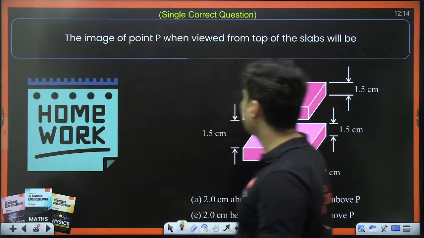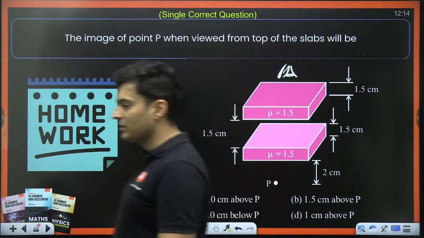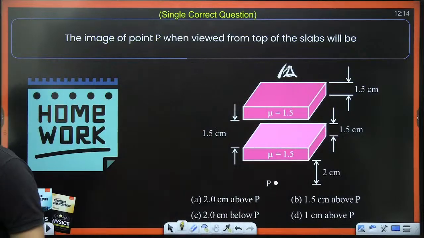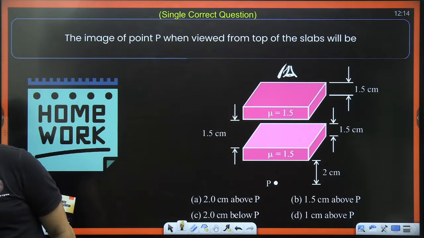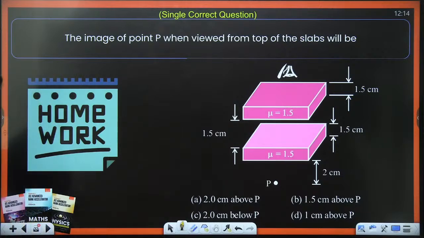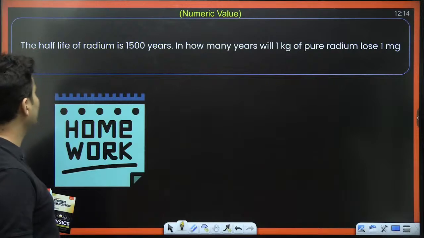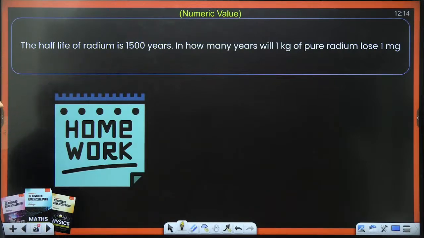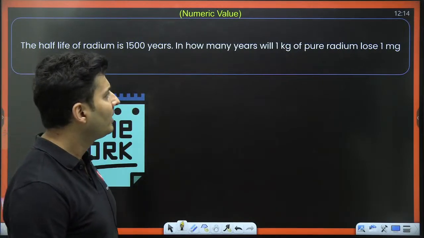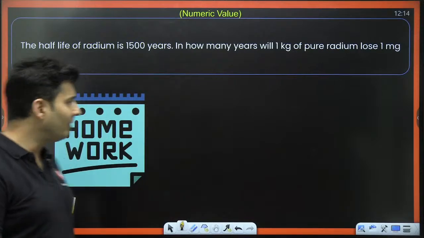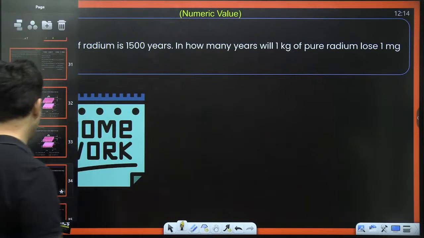Okay. We have some homework questions for all of you. This is the first homework question. You are going to post the answers in the comment section after the video ends. I think there is one more homework question. The half-life is this much. How many years will it take for 1 kg of radium to lose 1 milligram? Very interesting question. Answer is there on the next slide.